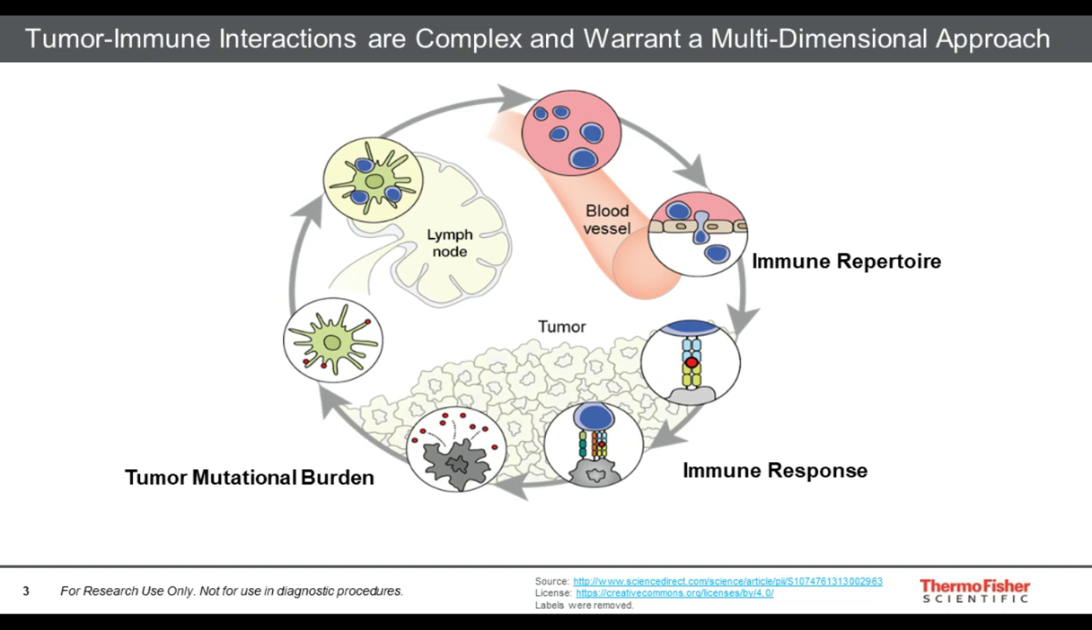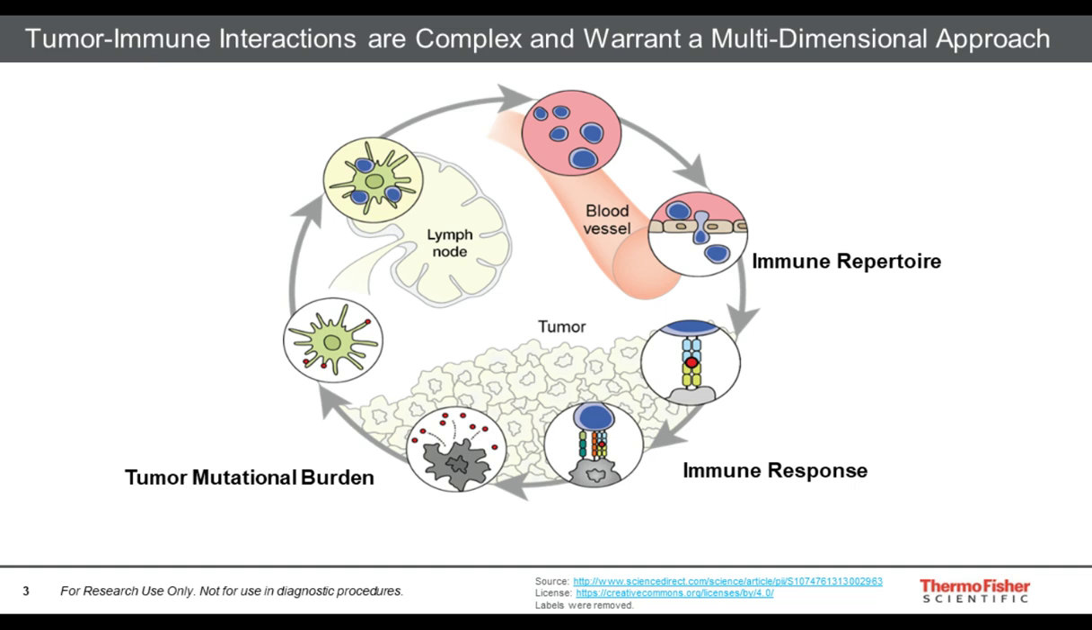Those antigens get taken up by antigen-presenting cells, and they're brought to the lymph node where T cells are primed and activated. The activated T cells are released to the bloodstream, and they're trafficked to the tumor, where they infiltrate the tumor and they recognize the cancer cells, leading to cell death and restarting the cycle again.